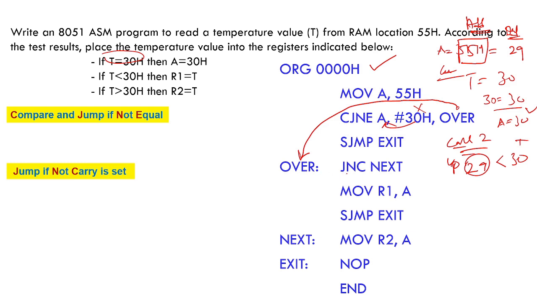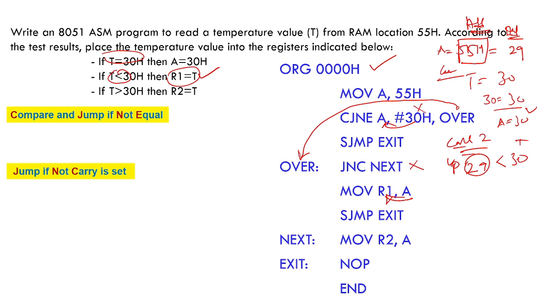In over, what is the first instruction? JNC. What do you mean by JNC? Jump if carry is not set. 29 is less than 30, so surely you have a carry, because this is the smaller number and that is the larger number. The instruction says jump if carry is not set. You have a carry, so the jump will fail. This instruction will skip and it will save the given input 29 to the R1 register. So you can see here, if the given value is less than 30, I need to save the temperature to R1. That's what we are doing here.